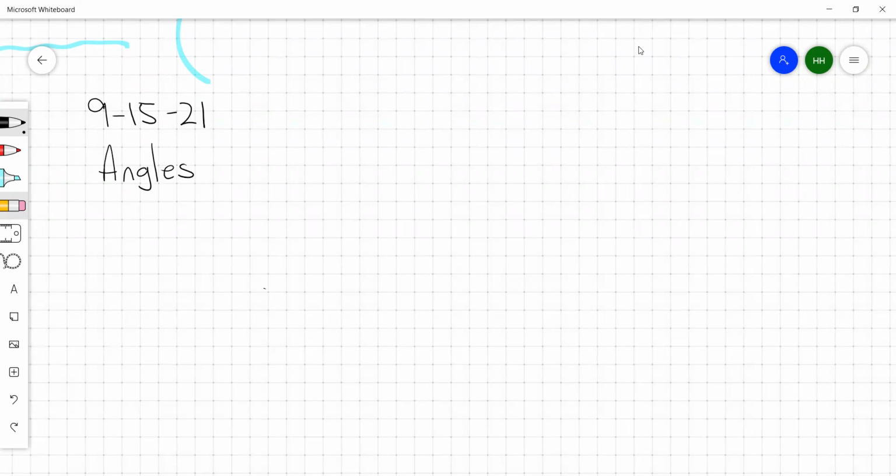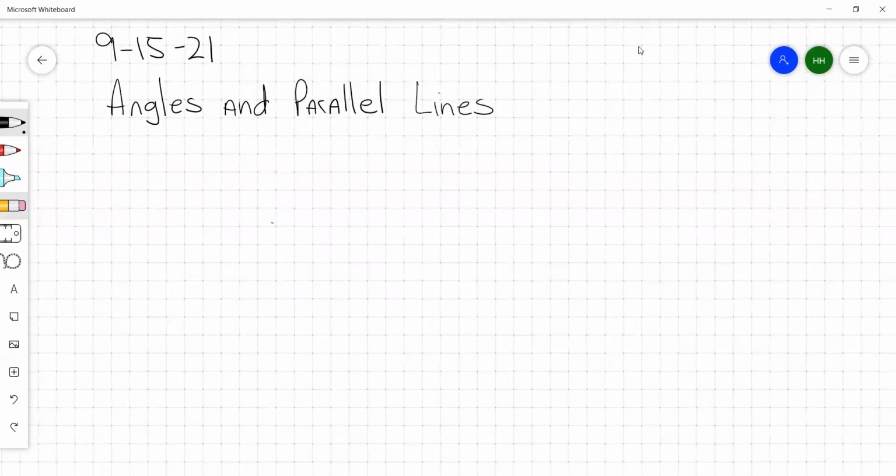All right, we're going to talk more today about angles and parallel lines. Yesterday, we talked about the relationships between angles when two lines are cut by a transversal. And today there are some rules that apply to those relationships. And here's what those rules state.